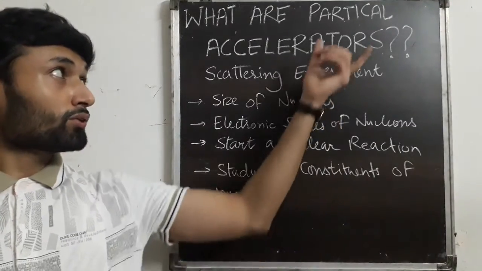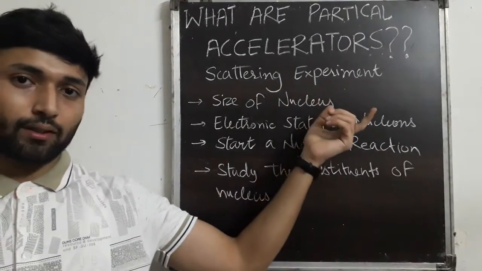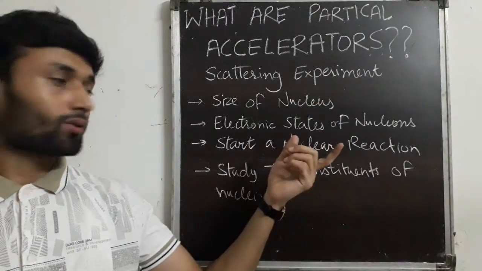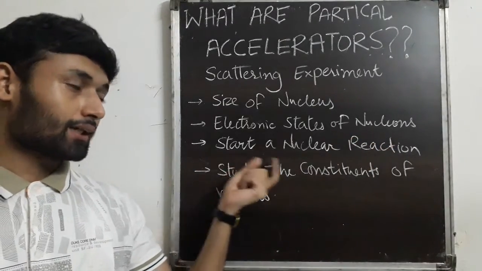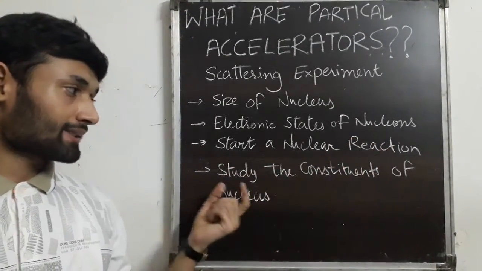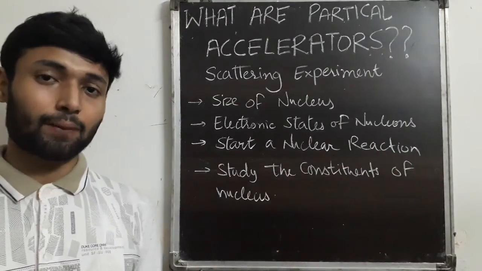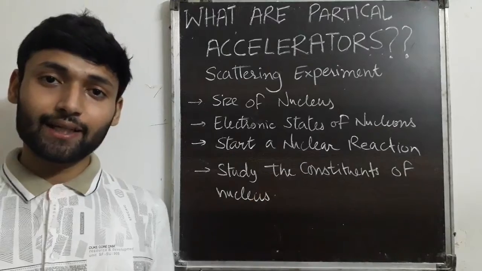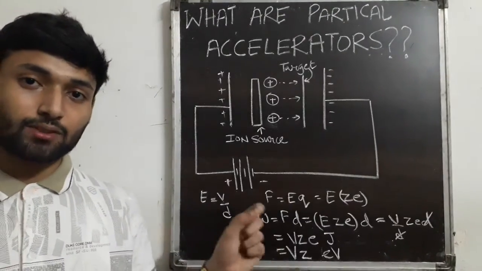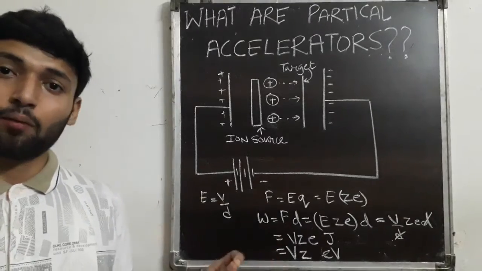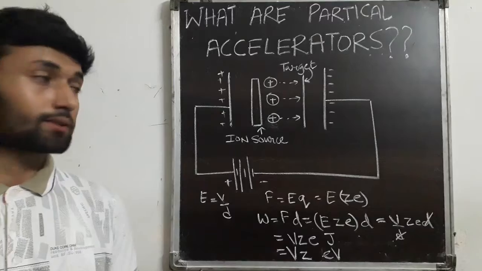So with the use of the particle accelerator, we can perform various scattering experiments to know the size of the nucleus, the electronic state of the nucleons, and start a nuclear reaction or study the constituents of the nucleus. So in this way, a particle accelerator acts as a microscope for a physicist. In the last, I am just including the energy gained by the charged particle in electrostatic accelerators.